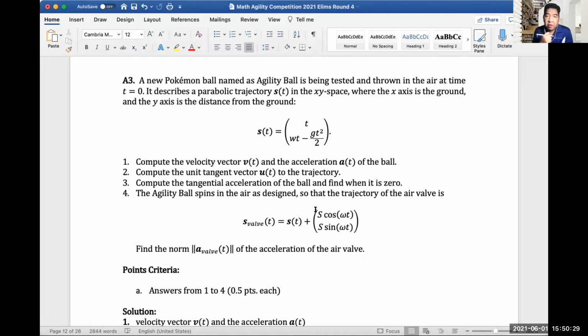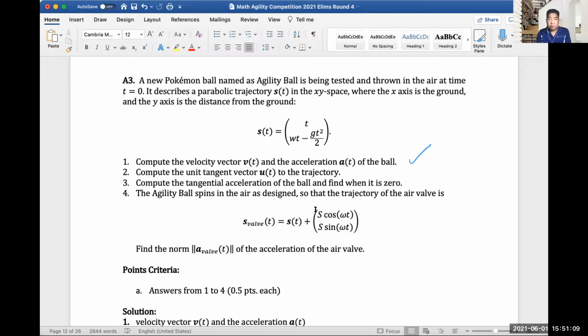A new Pokemon ball named Agility Ball is being tested and thrown in the air at time t equals 0. It describes a parabolic trajectory s of t in the xy space, where the x-axis is the ground and the y-axis is the distance from the ground. So s of t is given as the matrix with entries t and wt minus gt squared over 2. Compute the velocity vector v(t) and acceleration a(t) of the ball. That's the first requirement.